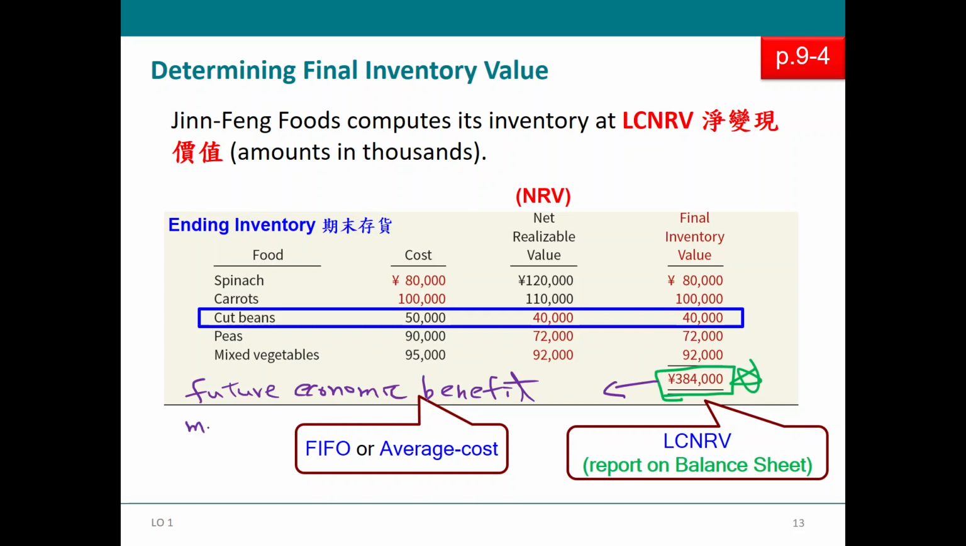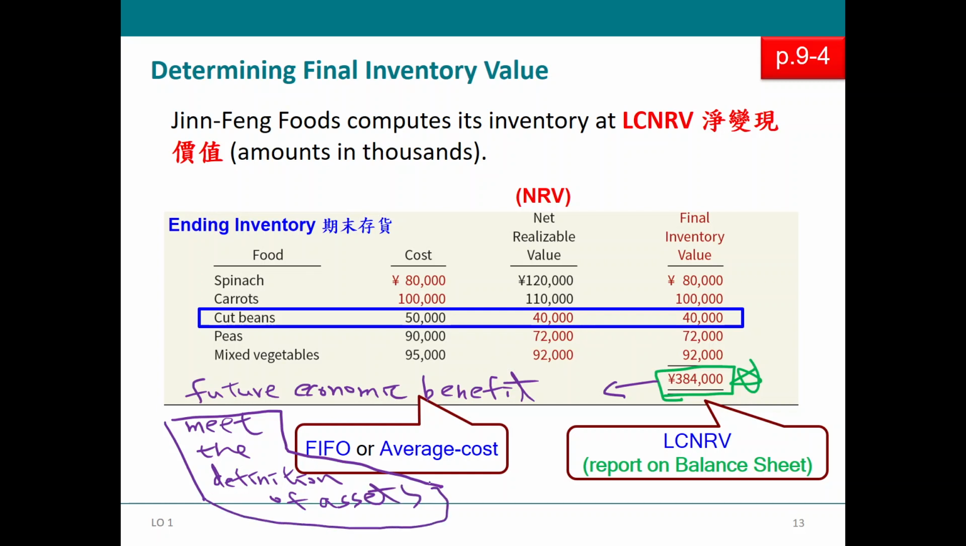Okay, and meets the definition of assets. Okay, so that's the reason we use LCNRV. Any questions?